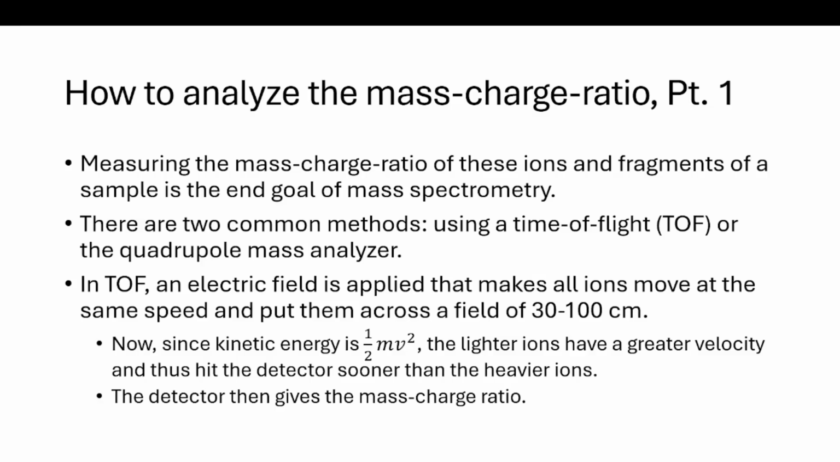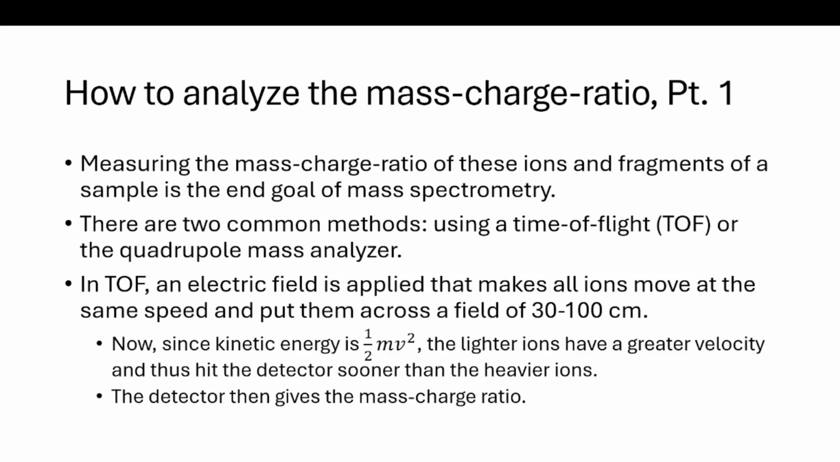So anyways, for analyzing the mass charge ratio, we have two common methods, right? We have something known as a time of flight or a quadrupole mass analyzer. So in time of flight, what we have is an electric field that is applied. And so once we have those fragments in the mass spectrometer, that E field is applied, and it makes all ions move at the same speed. Remember that if we have an electric field applied on some sort of ionized particle, then it's going to move. There's going to be a force applied on that. We learned that from basic physics.